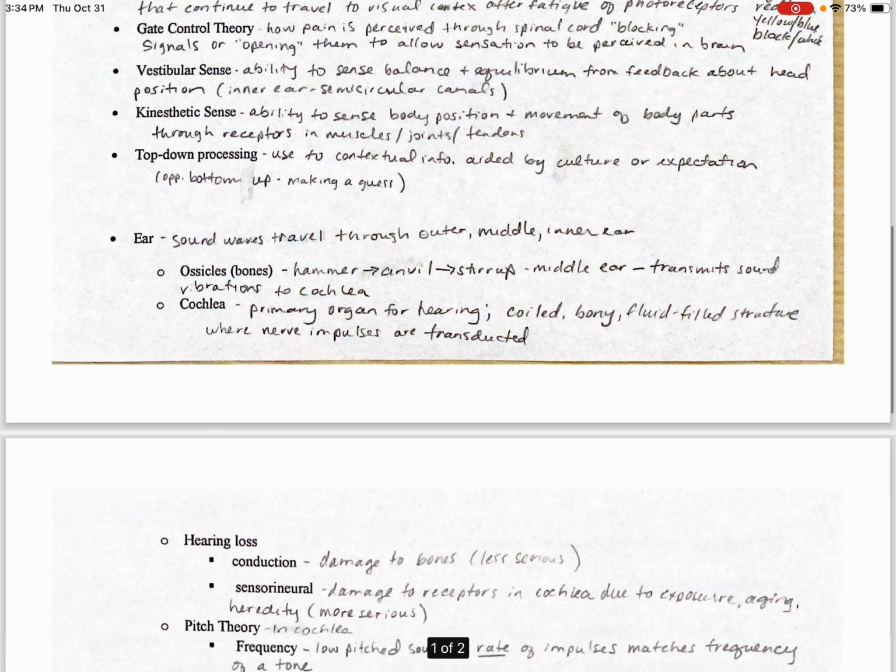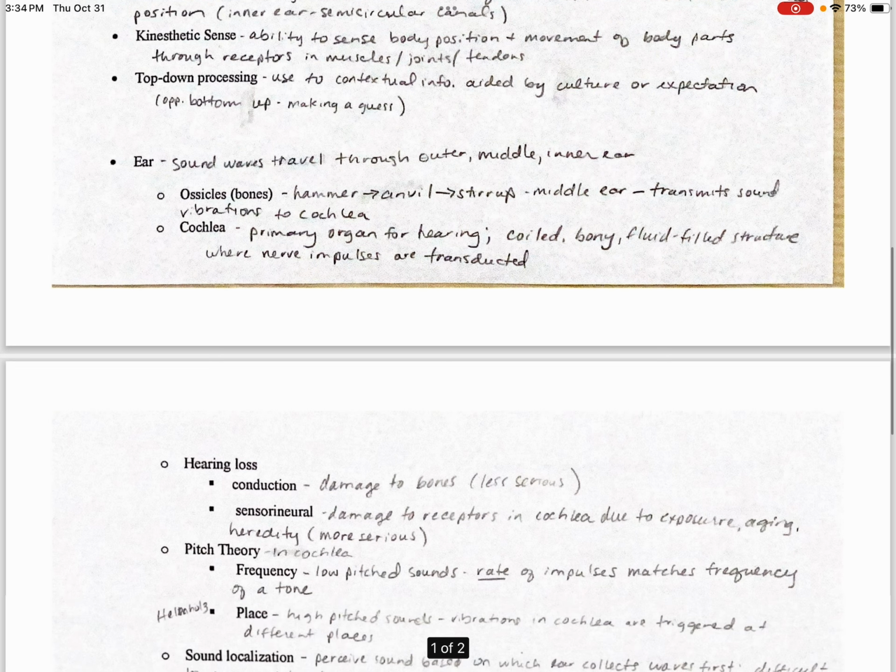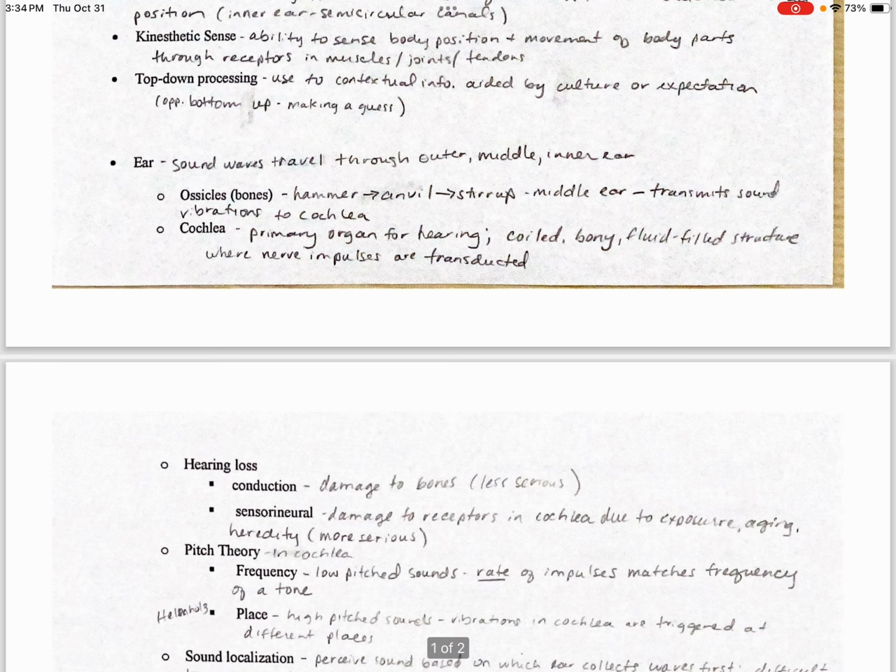In the ear, the sound waves travel through the outer, middle, and inner ear, and it's in the inner ear that everything happens, but these sound waves have to travel down the ear canal through those little bones. Let's talk about those. The ossicles are those three little bones, the hammer, anvil, and stirrup. Notice I have an arrow to each of them. The hammer stimulates the anvil, which stimulates the stirrup, and these are the three little bones in the middle ear that transmit the sound as vibrations to the cochlea.